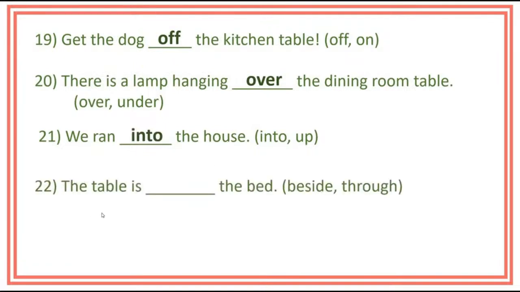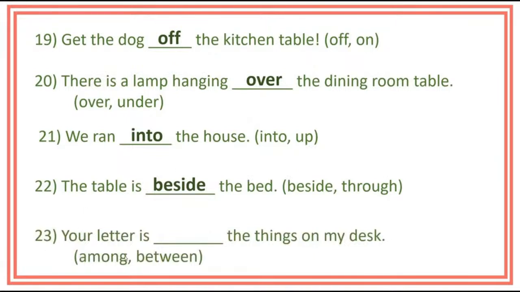22. The table is blank the bed. Prepositions inside the bracket are beside and through. Answer is: the table is beside the bed.